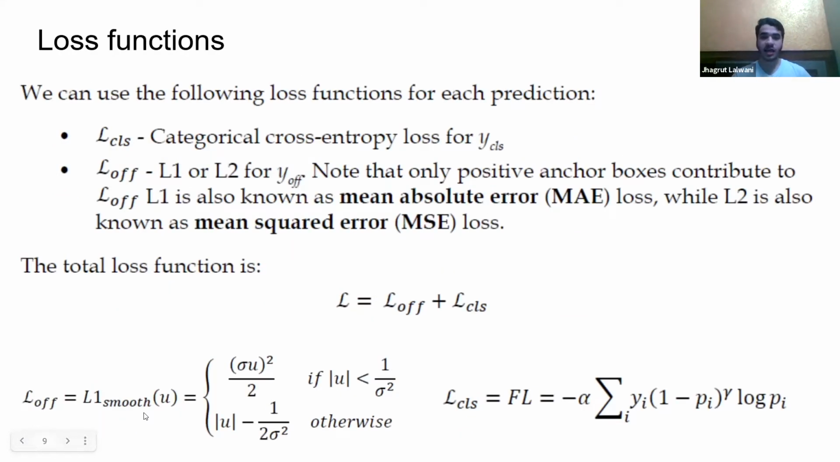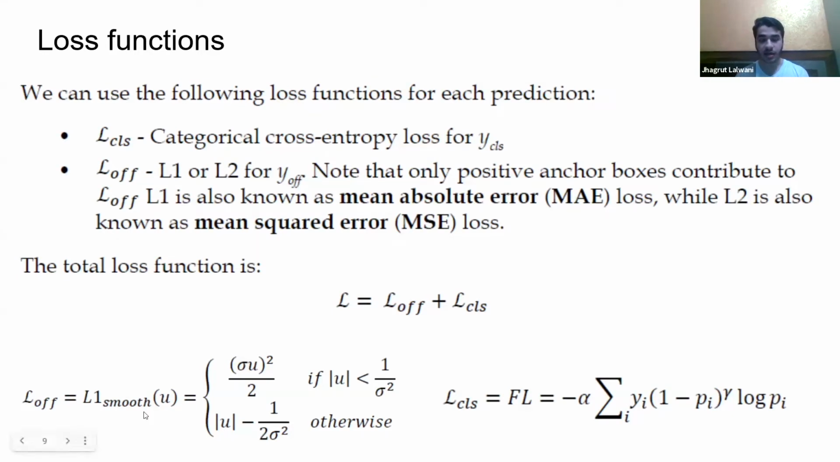So L offset is smooth L1 here, which is used. SST was inspired by Fast RCNN, which I'll explain after a little while. So smooth L1 loss is used here, and the formula is mentioned. U here represents each element in the error between the ground truth and the prediction. So U is nothing but y ground truth minus y prediction. Smooth L1 is a more robust method compared to L1, and it is less sensitive to outliers. So it was recommended that in SST this should be used compared to just the normal L1.